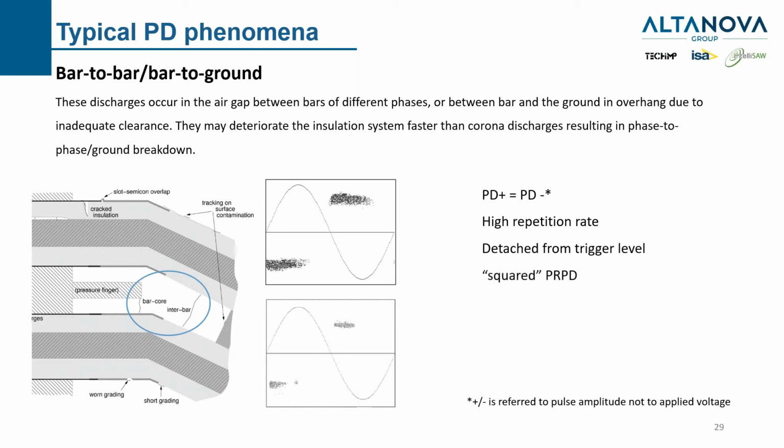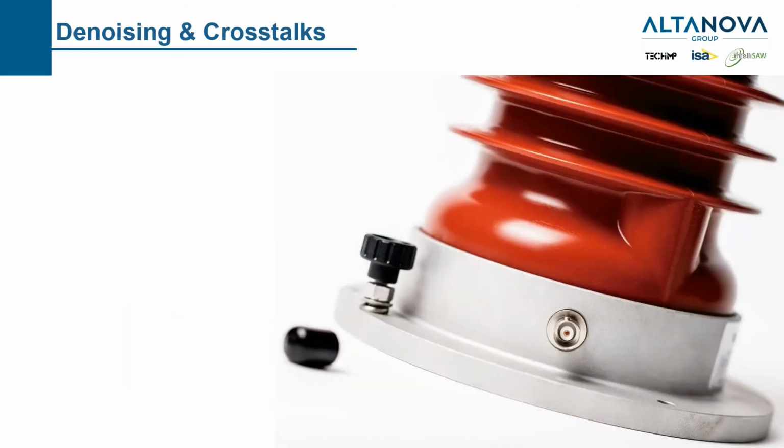Last, a very characteristic squared phase resolved PD pattern. We normally have a couple of squares, one negative, one positive, with a 180 degrees phase angle difference, characterized by rectangular shapes. These were the major PD phenomena and related phase resolved PD patterns. Obviously, when you go on site and make the test, you can always find a mix or overlap of these, and it's important to carry out a proper data analysis.